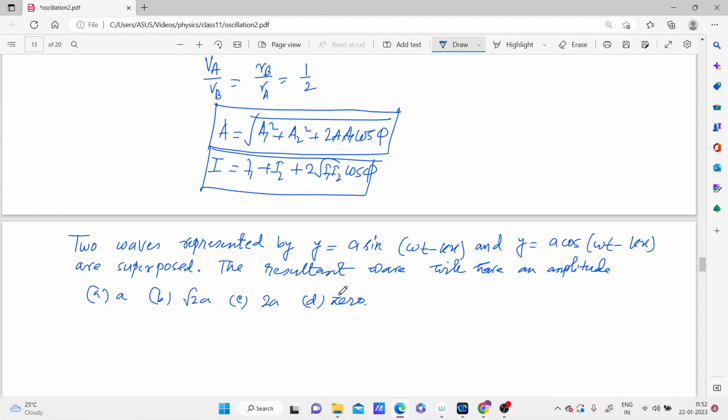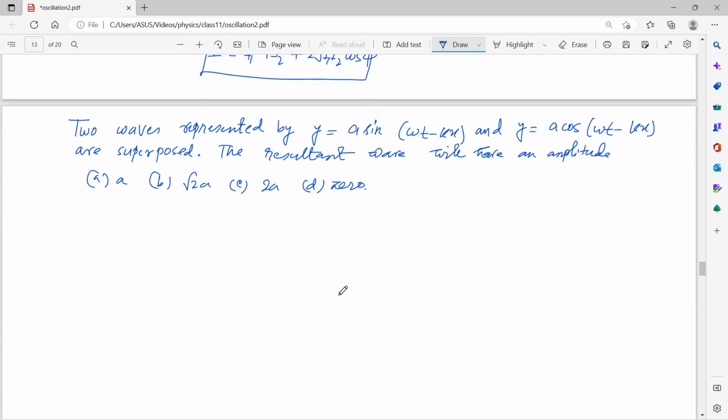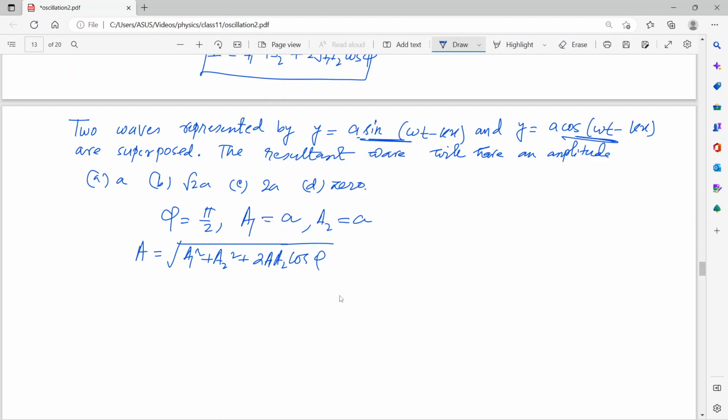So in that particular case, if we want to find the resultant amplitude, what do we know? There is a sine term and there is a cos term. So the phase difference between sine and cos equals pi by 2. The resultant wave, that means A1 equals A and A2 is also A. The formula is A1 square plus A2 square plus 2A1A2 into cos phi. That means this is A square plus A square plus 2AA cos pi by 2. Because cos pi by 2 is 0, the answer is root 2a. So this is the thing.